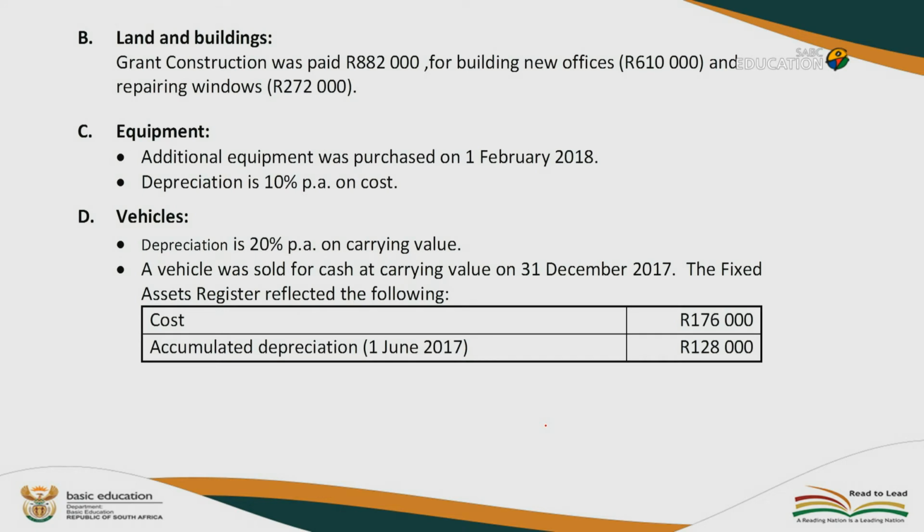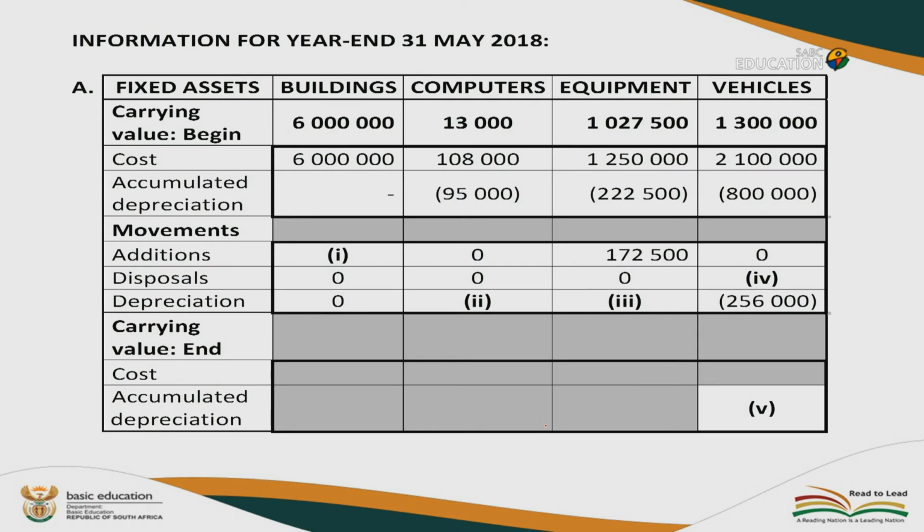The information that is presented to you, you can see that you have the buildings, you have the computers, and then you also have the equipment as well as your vehicles. But in most of the activities, you'll find that the computers are classified as equipment. But the examiner is trying to communicate with you to say you can get the information presented in any format. You must just be prepared for any format that is not the normal type of format that you are used to.